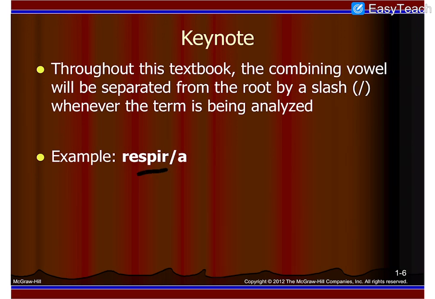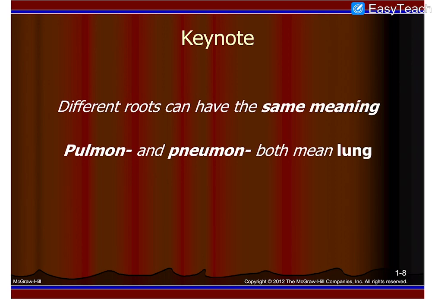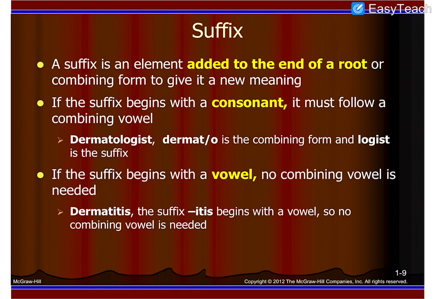In this example, respir/a, respira is the combining form separated with a slash, respir referring to the lungs or air, and the a being the combining vowel, to which we will add a suffix later on. Remember, different roots can have the same meaning. Pulmon and pneumon both mean lung.